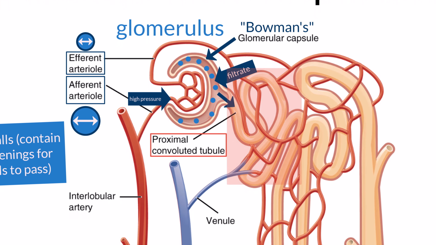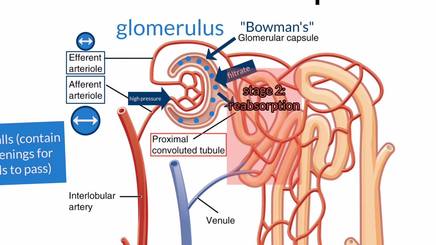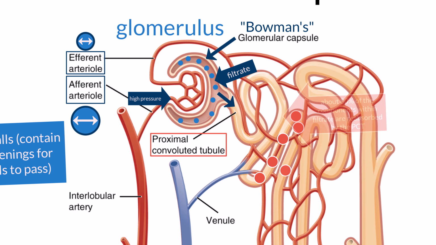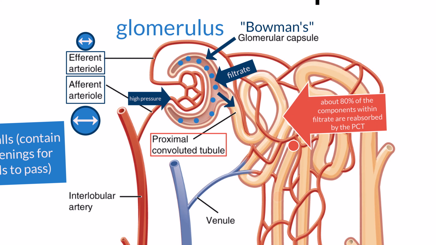The proximal convoluted tubule plays an important role in the second stage, reabsorption. It reabsorbs useful substances such as glucose, amino acids, and some of the water and ions through selective reabsorption. The convolutions, or the long twisting tubes, increase the length of this part of the nephron, so the filtrate takes longer to flow through it. This allows more reabsorption of substances the body needs to retain. The PCT reabsorbs about 80% of this filtrate back into the bloodstream through active and passive transport processes.